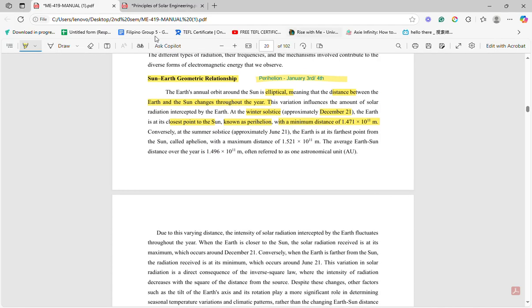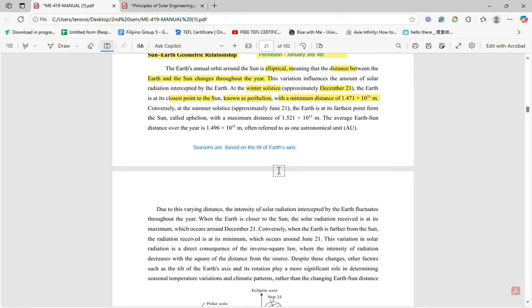our seasons, tandaan, are based on the tilt of the Earth's axis. So this is the main reason. And even though, tandaan, during perihelion the Earth is the closest to the Sun, it experiences winter because it receives less direct sunlight due to the actual tilt.